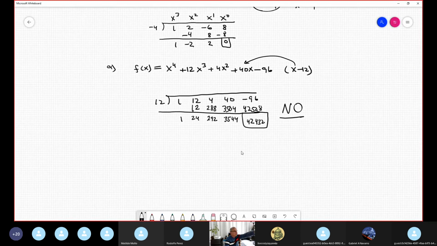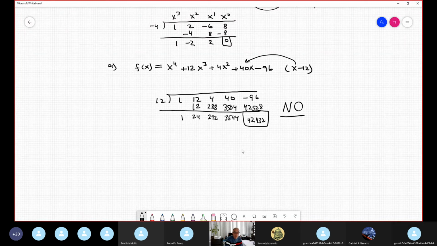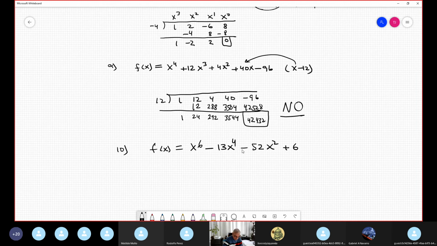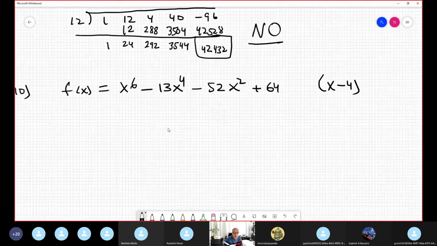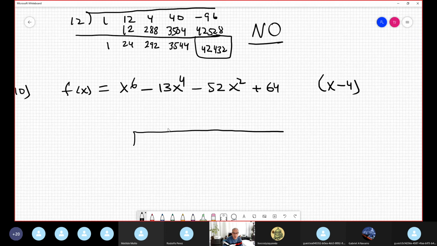One more, and that's it for today. I'm going fast. Number 10. Suppose this polynomial f of x is equal to x to the 6th power minus 13x to the 4th power minus 52x to the 2nd power plus 64. I need to test the factor x minus 4. Be careful, because for the synthetic division, you need to keep in mind that when a term is missing, it is 0.